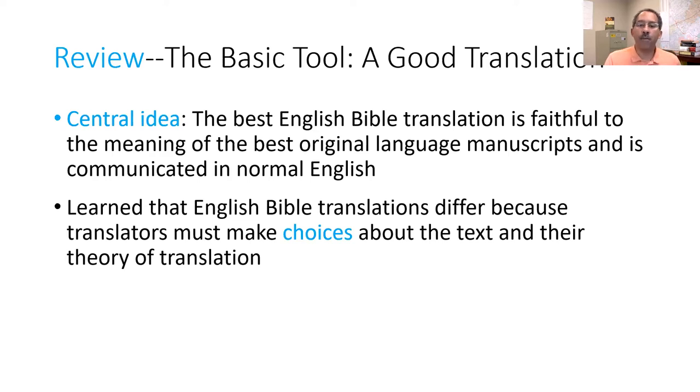We also learned that the English Bible translations differ because translators must make choices about two areas, the text and the theory of translation. If you remember in our discussion, and in your reading, we do have differences in our English Bible translations. If you were to put two or three translations side by side, you would notice some differences. The good news is that these differences, for the most part, do not affect any of our doctrine. Even if we see differences between, for example, the King James Version and an NIV, and you compared all of those differences, they do not add up to any major doctrinal differences. That's the good thing about it.